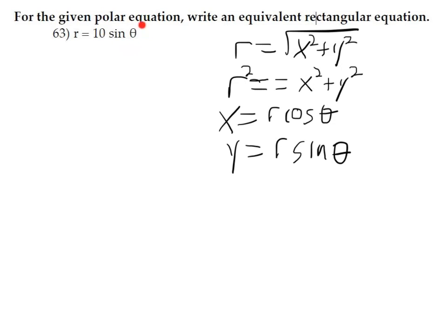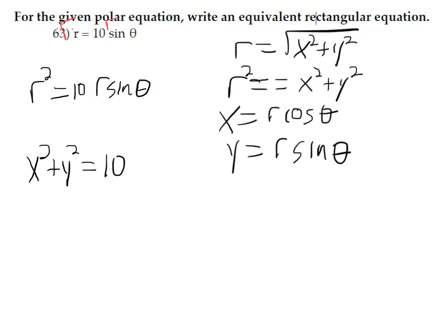We just have sine theta. We don't have r sine theta. So the key to this problem is multiplying by r. This gives us r times r equals 10 r sine theta, so r squared equals 10 r sine theta. So we introduce an r so that we have perfect substitution for the y. And we also happen to have nice substitution for the x squared plus y squared. Great. So r squared, x squared plus y squared, equals 10 r sine theta, y.